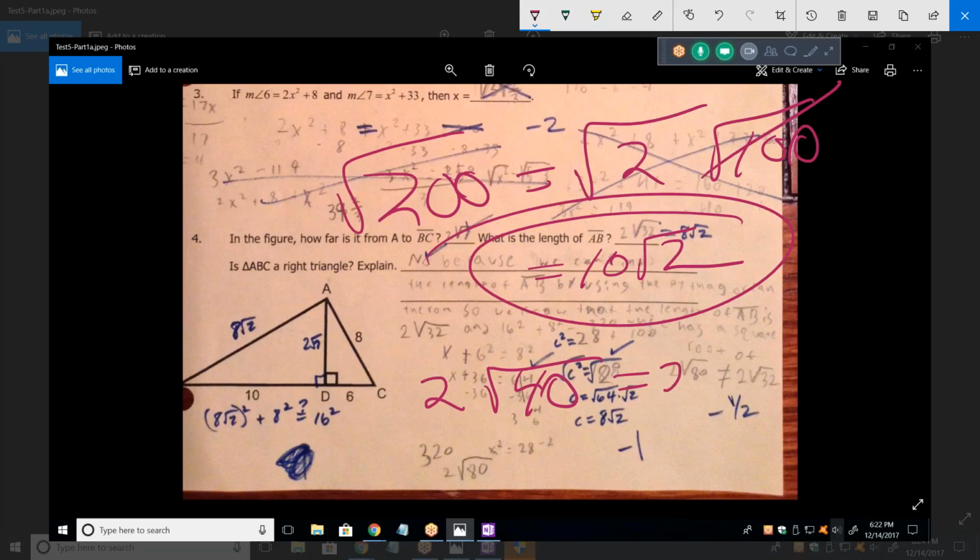4 and 10. Okay. So we're going to write it like this. Now what's square root of 4? 2. So 2 times 2 is 4. Square root of 10. Can square root of 10 be simplified?